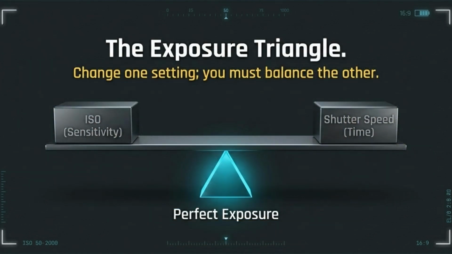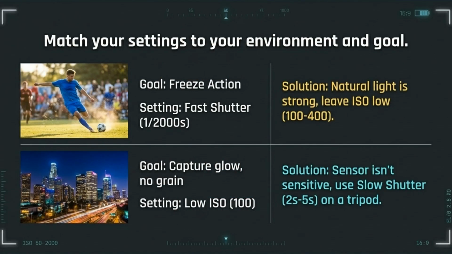ISO and shutter speed are the key elements of the exposure triangle. Changing one setting means you must balance the other to achieve perfect exposure. Match your settings to your environment and goal. For freezing action, use a fast shutter speed. For capturing glow with low grain, use a low ISO and a slow shutter speed on a tripod.